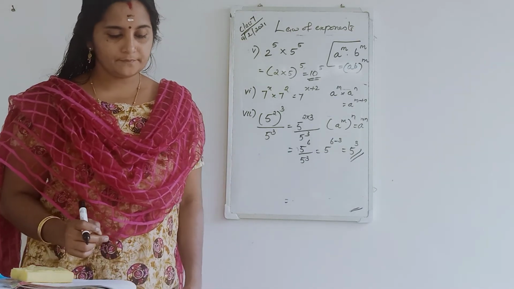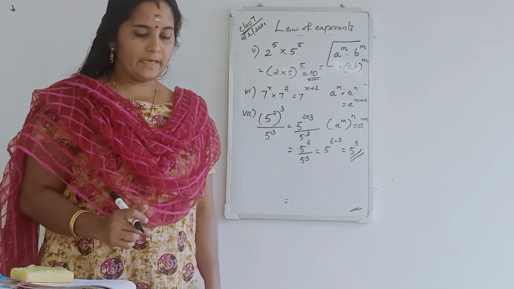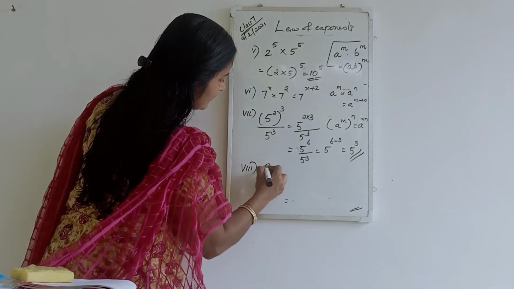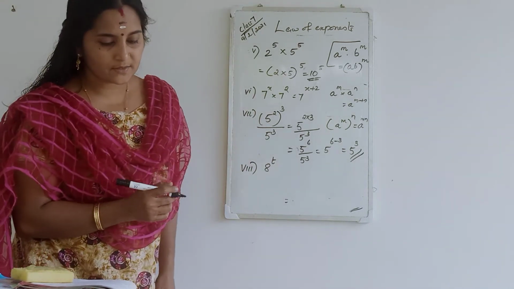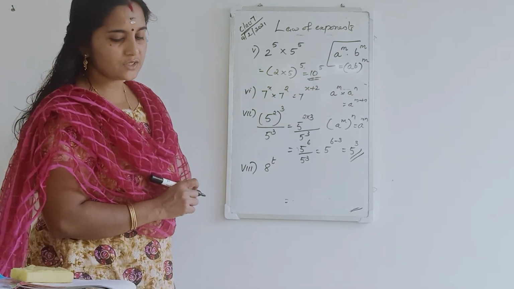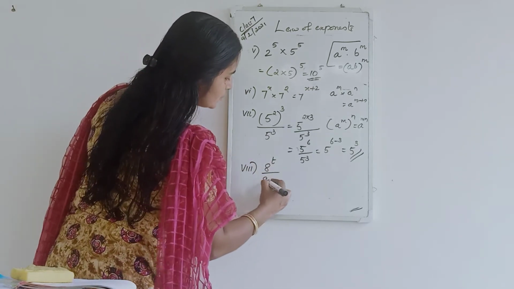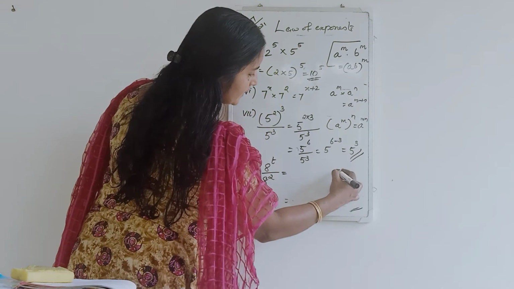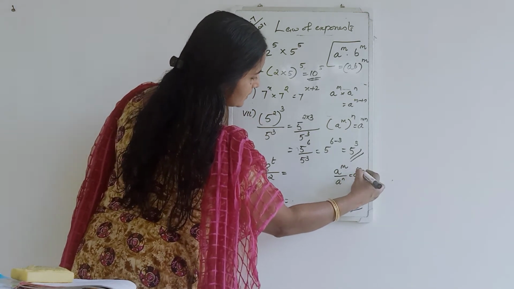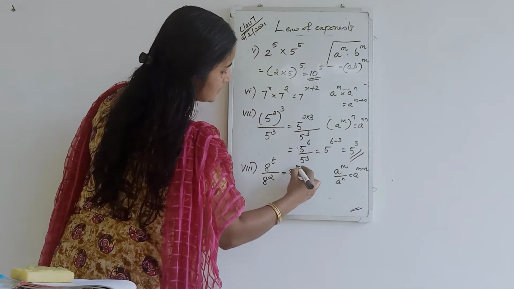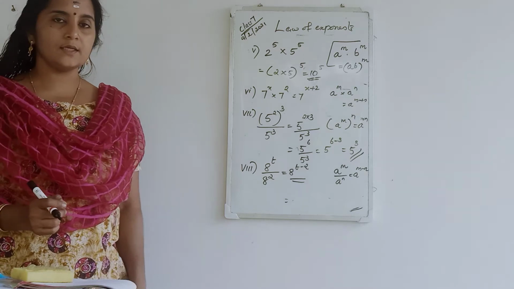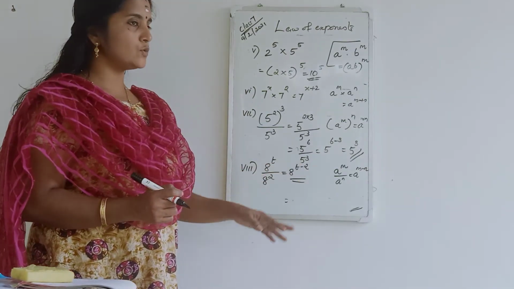Then 8 raised to t by... it is a mix-up of all the questions of exercise 13.2. 8 raised to t divided by 8 raised to 2. Which law is applied here? a raised to m by a raised to n, that is a raised to m minus n, that is 8 raised to t minus 2. Okay, 8 raised to t minus 2.